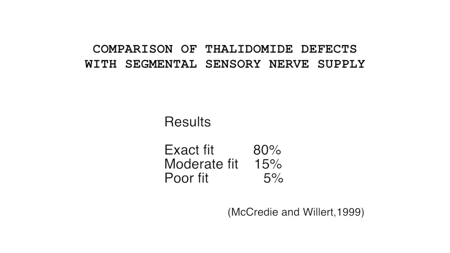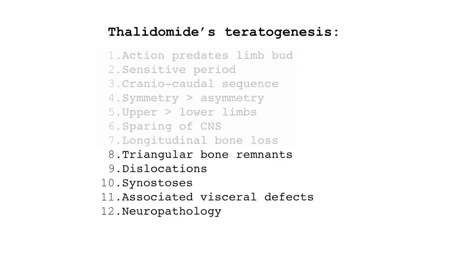From these strong results, we concluded that both patterns are expressions of the underlying sensory innervation of the skeleton, and that the sensory nervous system is involved in limb morphogenesis and limb teratogenesis. Now, there are some other odd features of thalidomide limb defects that must be explained by any hypothesis.